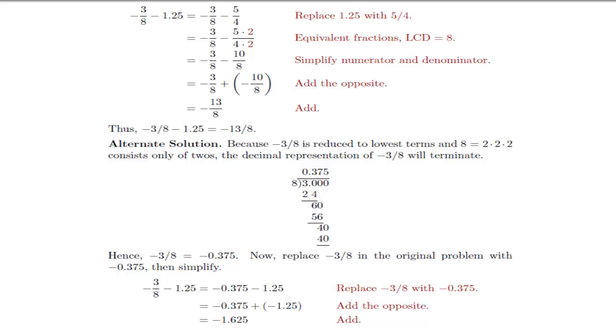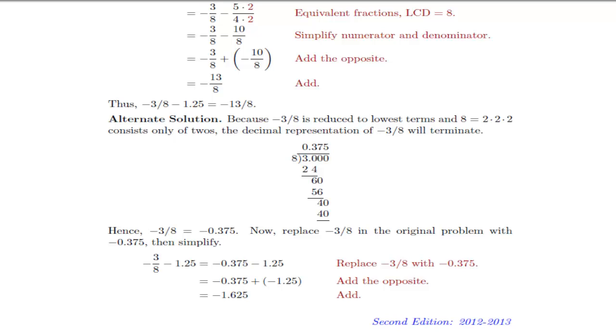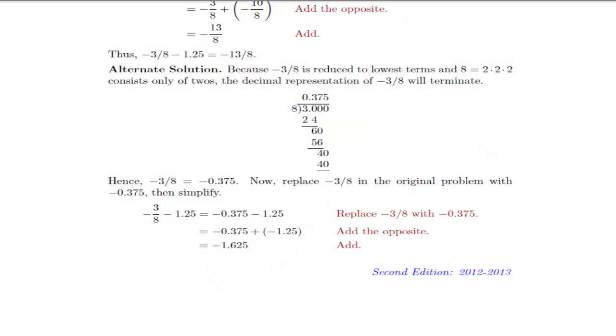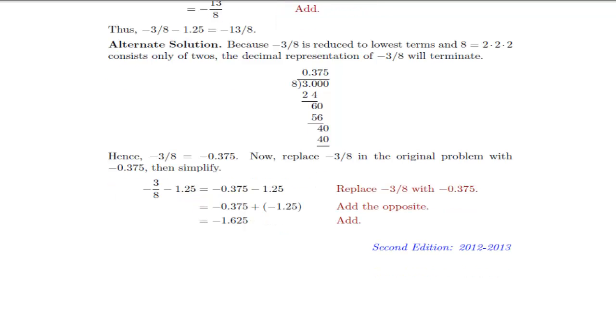Alternate solution. Because negative 3 over 8 is reduced to lowest terms, and 8 equals 2 times 2 times 2 consists only of 2's, the decimal representation of negative 3 over 8 will terminate. So if we divide 3 by 8, we get a terminating decimal 0.375. Hence, negative 3 over 8 equals negative 0.375. Now replace negative 3 over 8 in the original problem with negative 0.375, then simplify. So negative 3 over 8 minus 1.25 equals negative 0.375 minus 1.25.